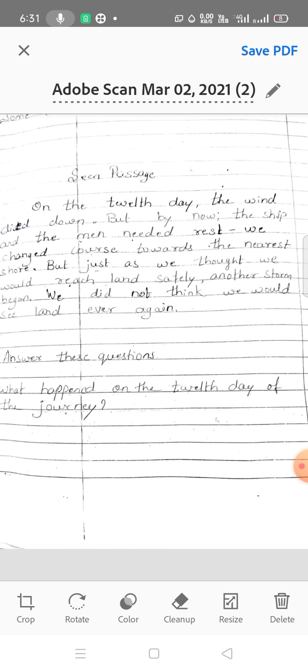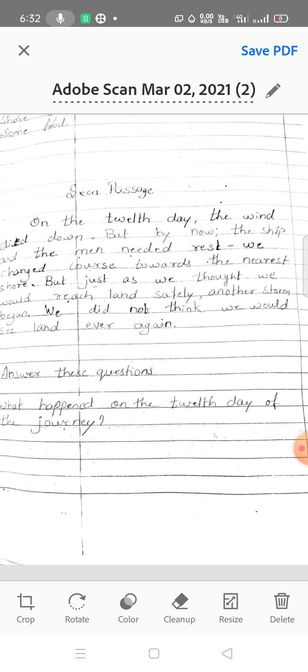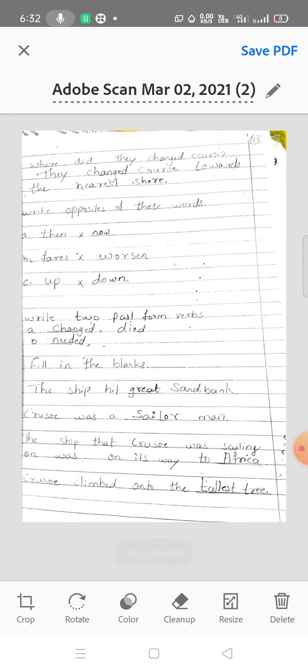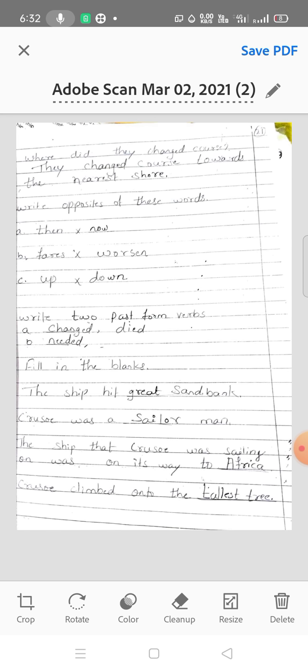See, here it's about our chapter 4. We will not focus as much on chapter 1 and chapter 5. It is not coming in your Term 2 examination, it is just for your knowledge. You have to read and do this seen passage. Okay, what happened on the 12th day of the journey? Then where did they change course?